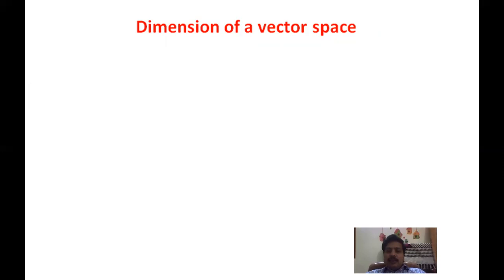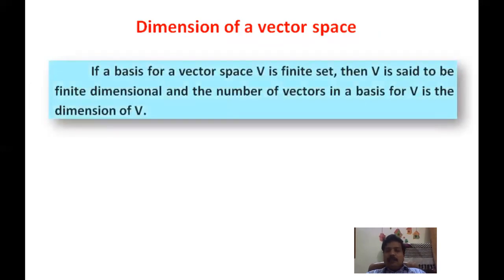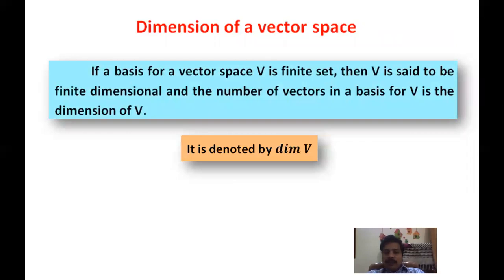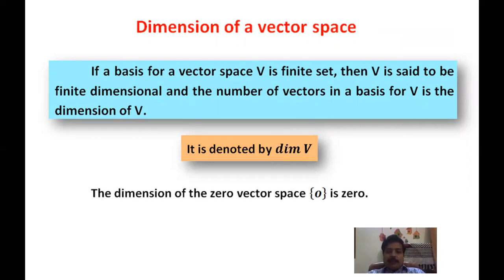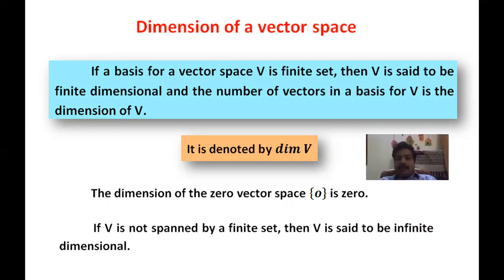And with this, we arrive at the definition of dimension: that unique number, the equal number of vectors in all the bases of a vector space, is called the dimension whenever it is finite. So if a basis for a vector space V is a finite set, then V is said to be finite dimensional, and the number of vectors in a basis for V is the dimension of V. That is the definition of dimension, and it is denoted by dim V. We write the first three letters, and we call it dimension. The dimension of the zero vector space, the singleton set {0}, is considered as 0. And if V is not spanned by a finite set, then V is said to be infinite dimensional.